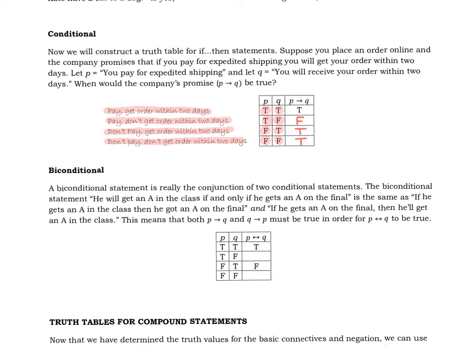So again, notice in this case, there's only one time this statement is false. If the if part is met, if you do this, then I'll do that. If the person does it and you don't do your part, that's where it's wrong. Anything else is true.